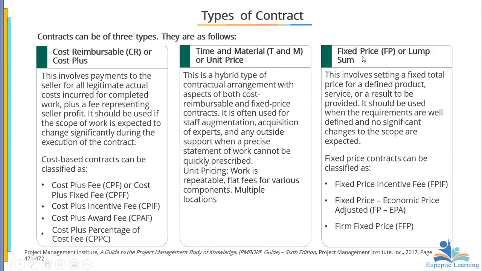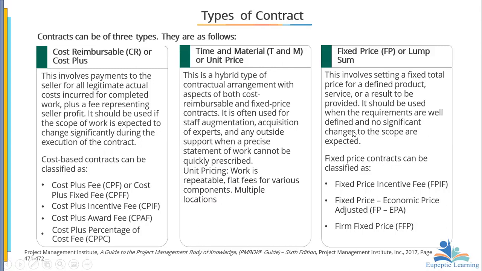Okay. Now with fixed price or lump sum, we are saying that it involves setting a fixed total price for a defined product, service, or result to be provided. Now, it should be used when the requirements are well defined and there are no significant changes to the scope expected. So if you are very certain of the scope of the project, you really know what it is about, then you can use this one. But if you are not so sure of the scope and you know that there's going to be a change, then the cost plus is better.